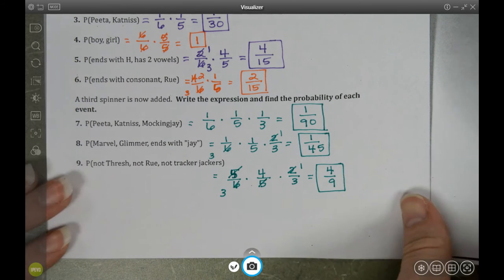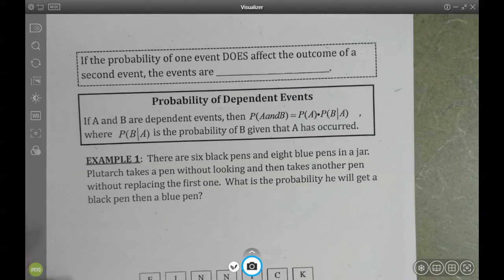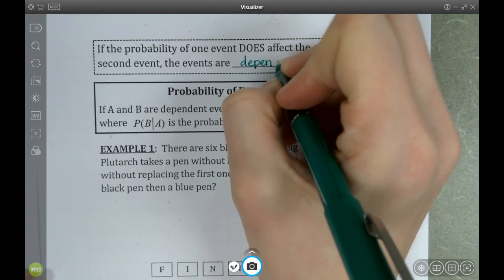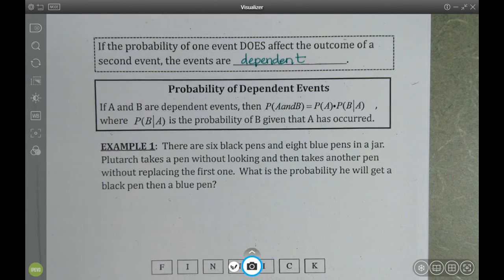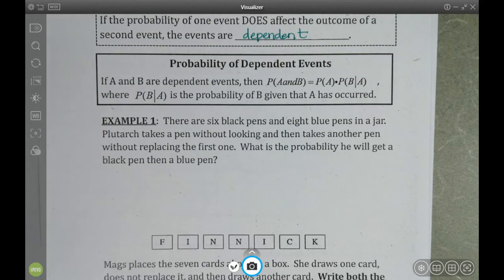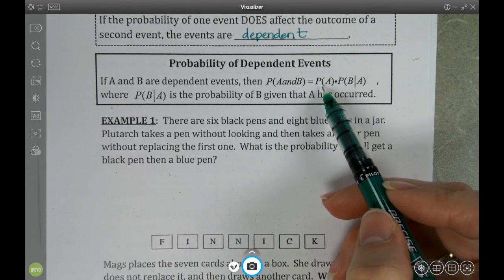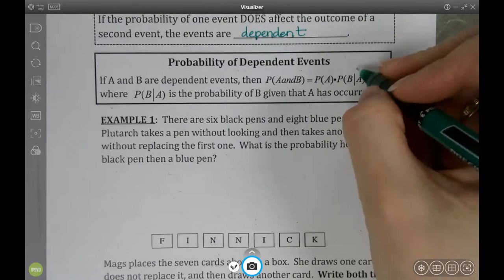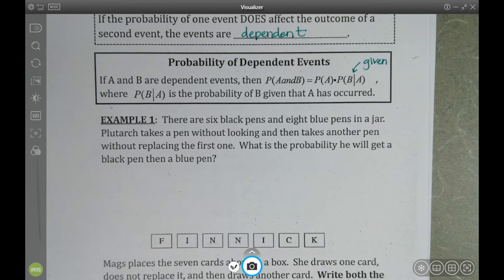Okay, next page. Or the inside of that page, I should say. If the probability of one event does affect the outcome of another event, those are dependent. So if A and B are dependent events, then the probability of A and B is going to equal the probability of A times the probability of B given that A happened. This line right here means given. Okay, that sounds really scary, but I promise it's not as bad as it sounds.